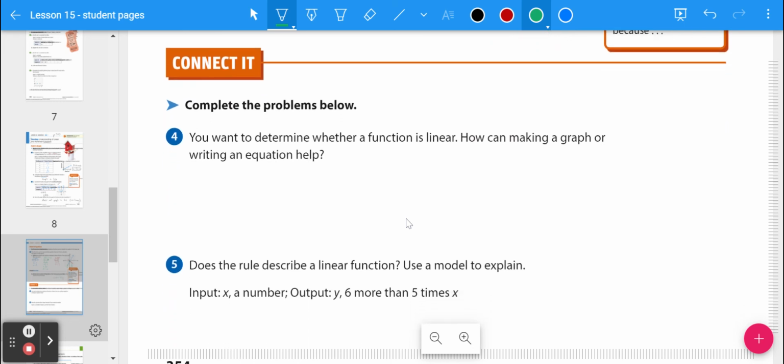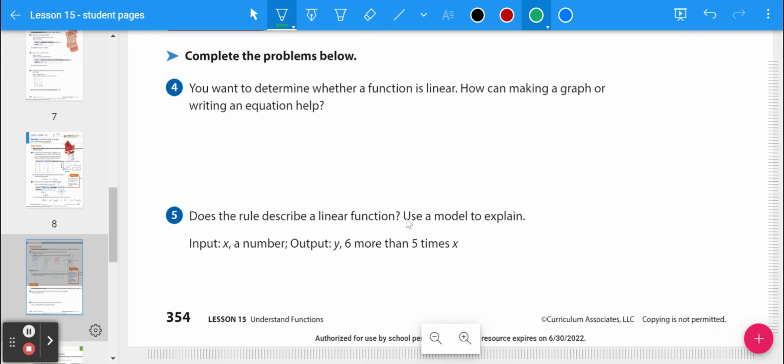So just to finish it up, it says number 4, you want to determine whether a function is linear. How can making a graph or writing an equation help? Well, you can see it on a graph, or you can look at equation forms. And then there's one example at the bottom. I'd like you to try this one on your own. It says, does the rule describe a linear function? Use a model to explain. And either we'll go through this in class or I'll have you check this with me.